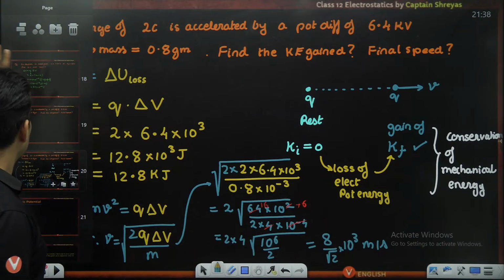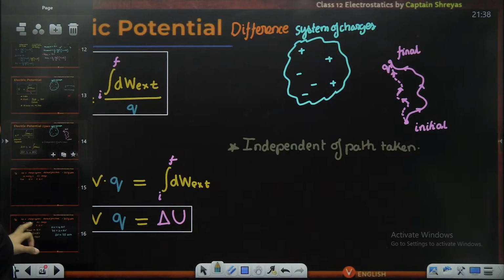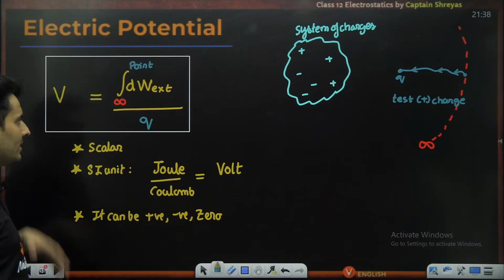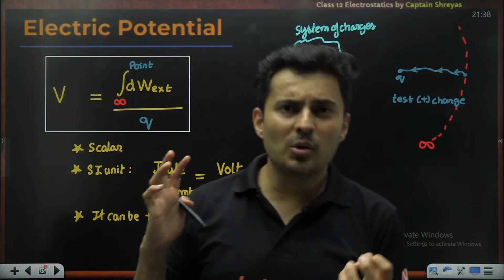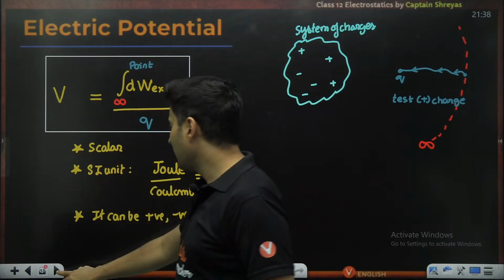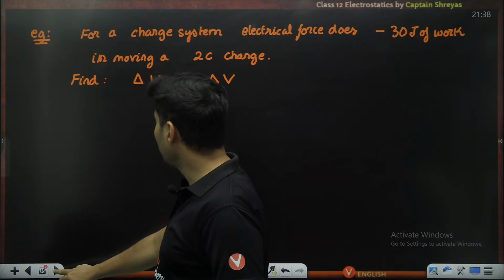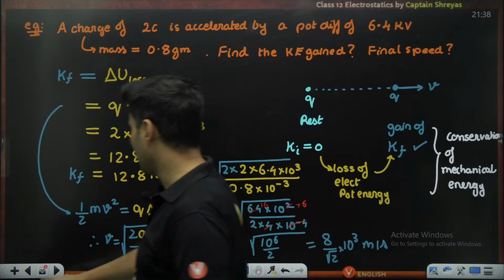Perfect. So, sir, now I understood what is the meaning of electric potential. What is electric potential? It is just like field for force per unit charge. If you measure the energy, it is basically electric potential. It is a scalar quantity. It can be positive, negative, and if you multiply it by the charge, you get the energy of that system.